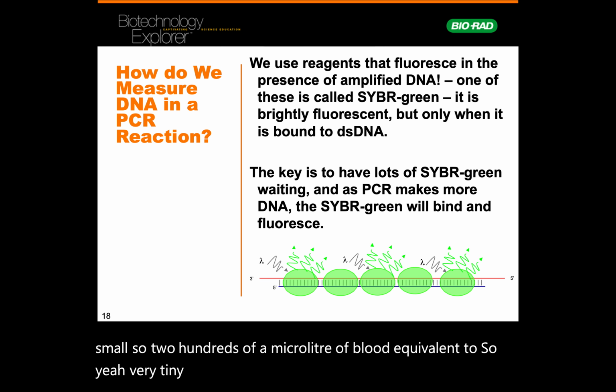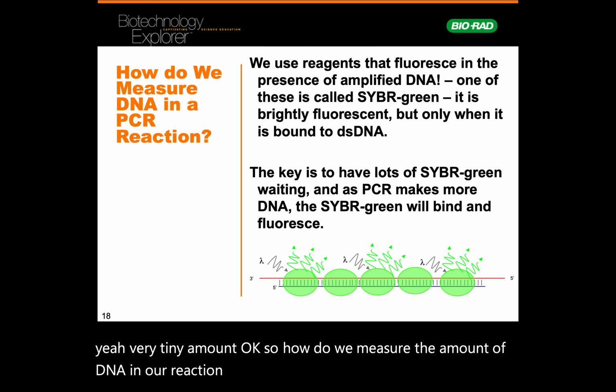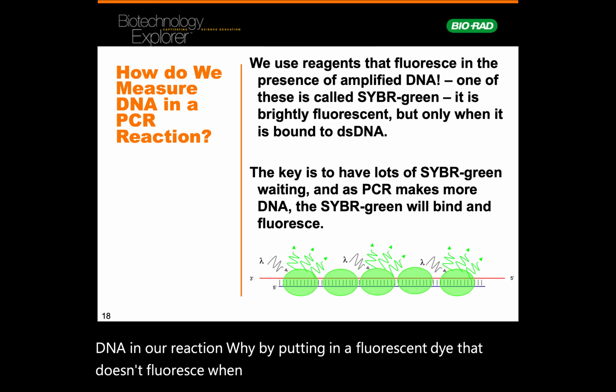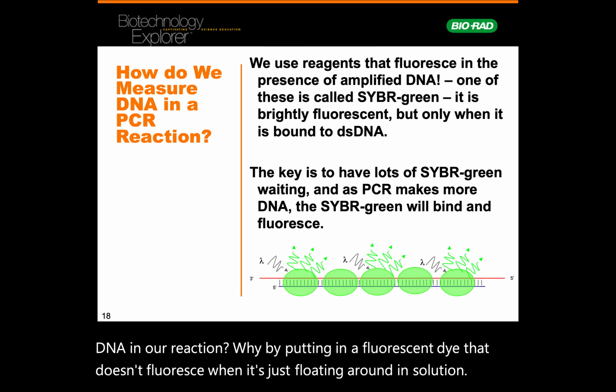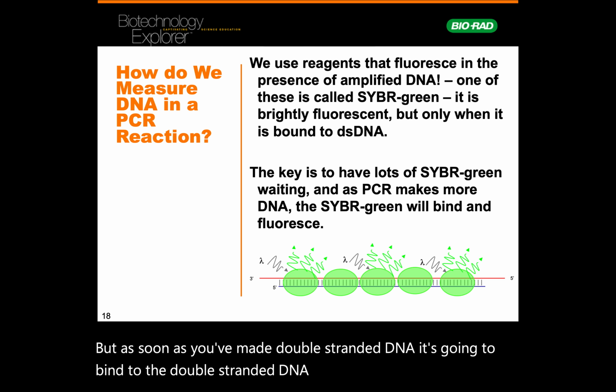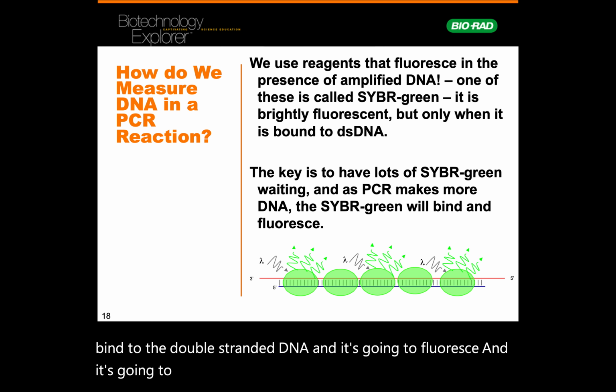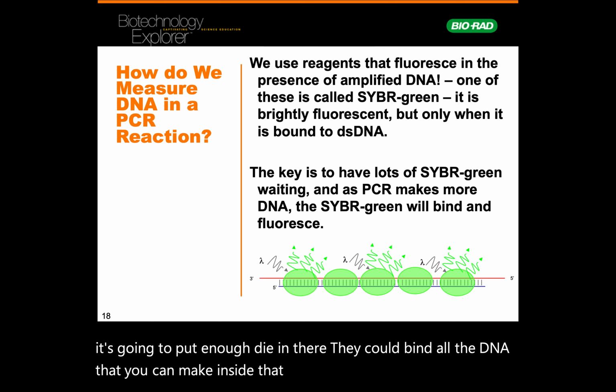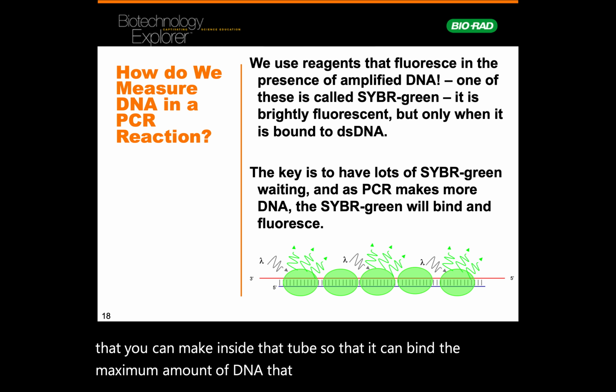Okay, so how do we measure the amount of DNA in our reaction? By putting in a fluorescent dye that doesn't fluoresce when it's just floating around in solution. But as soon as you've made double-stranded DNA, it's going to bind to the double-stranded DNA and it's going to fluoresce. And so you're going to put enough dye in there that could bind all the DNA that you could make inside that tube, the maximum amount of DNA that you could make in a reaction. And that's fine. These dyes are pretty cheap.